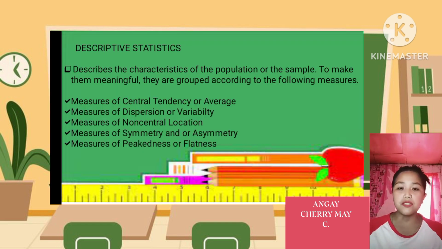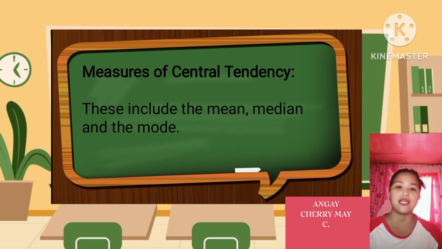So descriptive statistics describes the characteristics of the population or the sample. To make them meaningful, they are grouped according to the following measures. First, measures of central tendency or averages. The second is measures of dispersion or variability. The third is the measure of non-central location. The fourth is the measure of symmetry and or asymmetry. And the last one is the measure of peakedness or flatness.